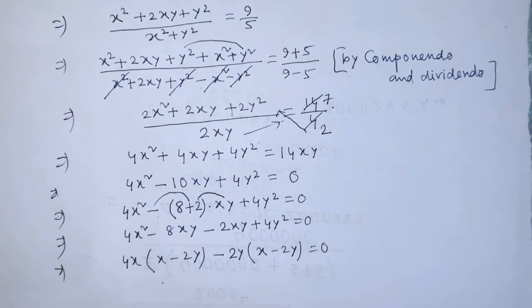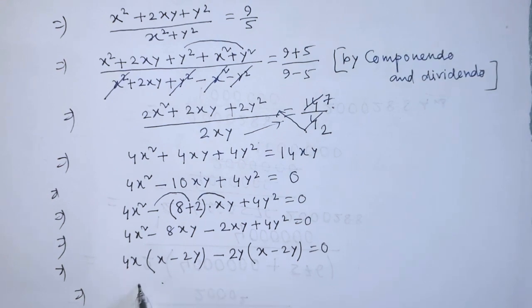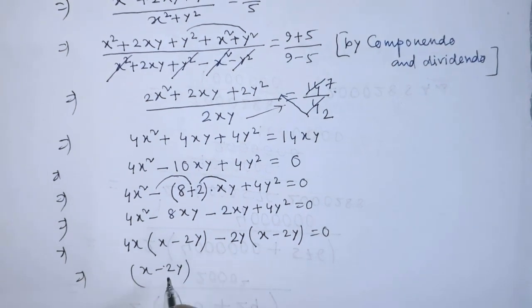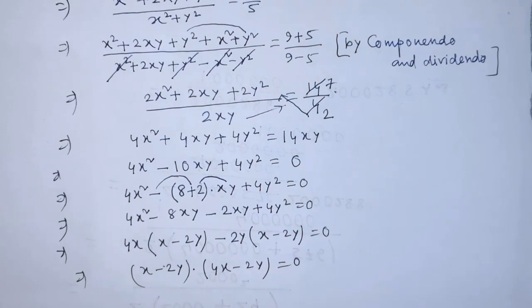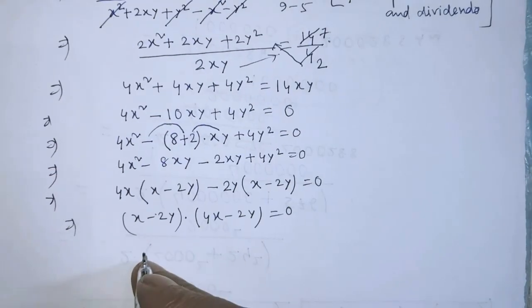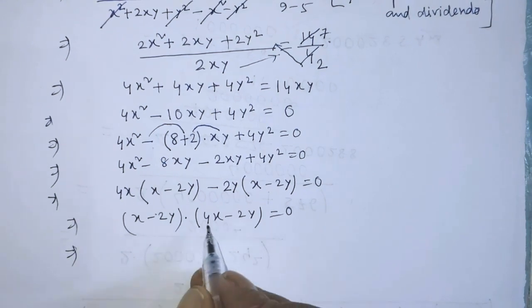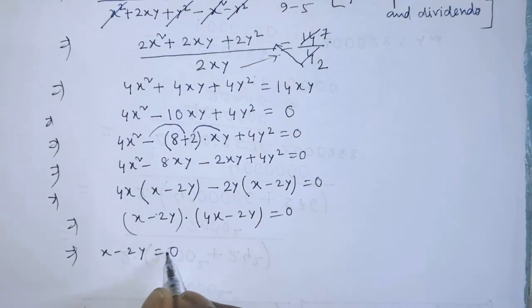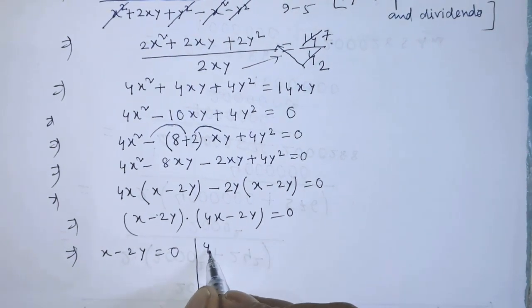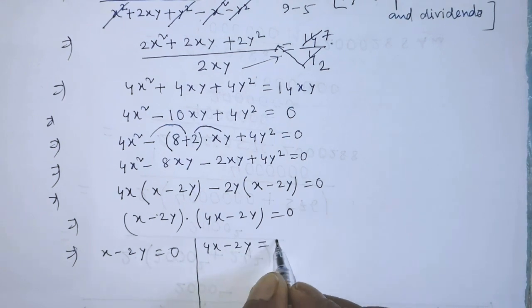So student, on the left hand side of this equation, in both terms x minus 2y is present. So now we can take common x minus 2y from both terms. So we get x minus 2y times 4x minus 2y is equal to 0. So student, according to zero product rule, we can write from this equation x minus 2y is equal to 0 and 4x minus 2y is equal to 0.